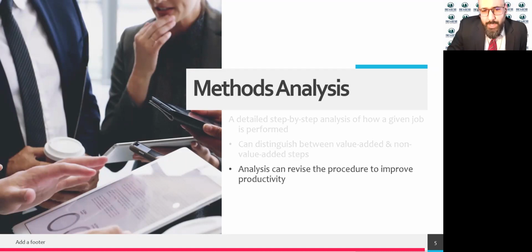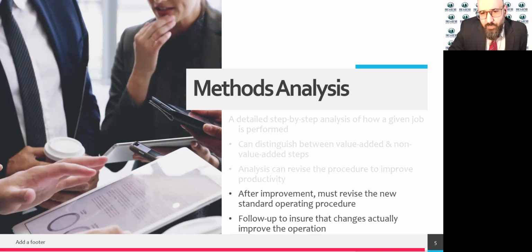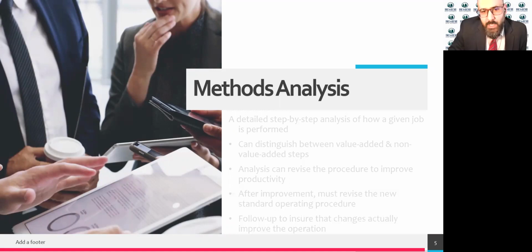Analysis can also revise the procedure to improve productivity. So it's not necessary to create a new job or a new role. We can also do a job analysis because we need to improve the process itself. And after improvement, you need to look into the new standards and revise them. You need to follow up and ensure that all this implementation has been happening and is implemented in that job.